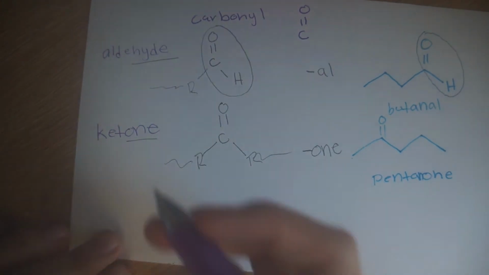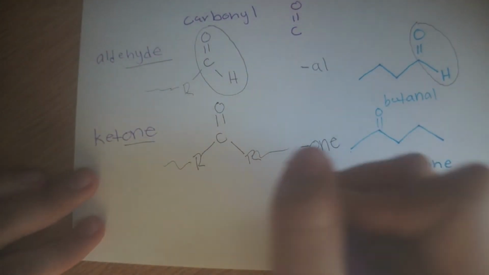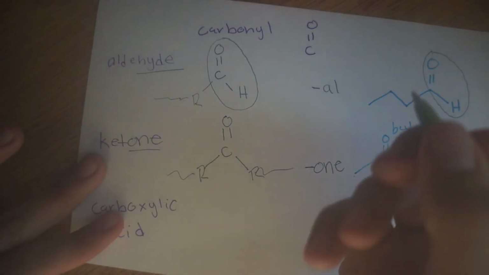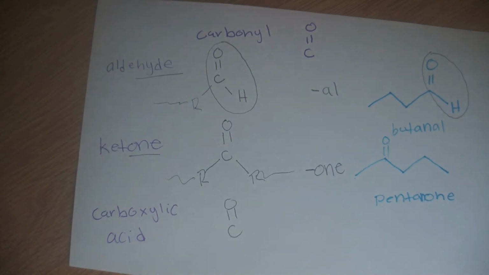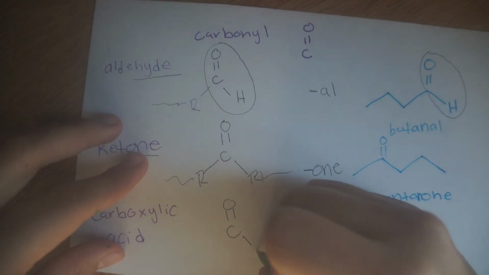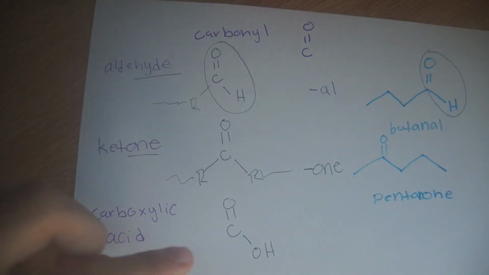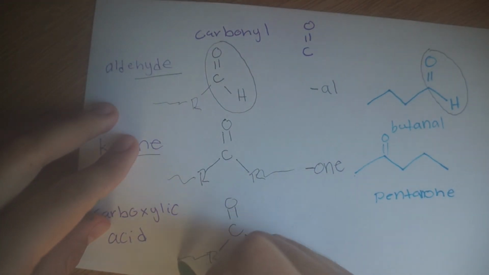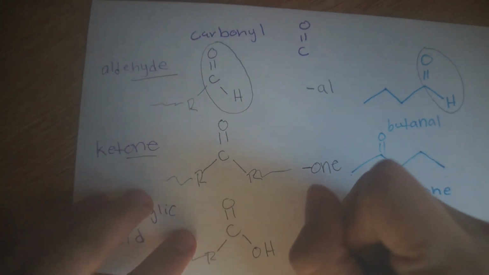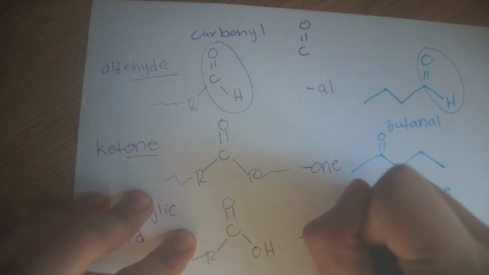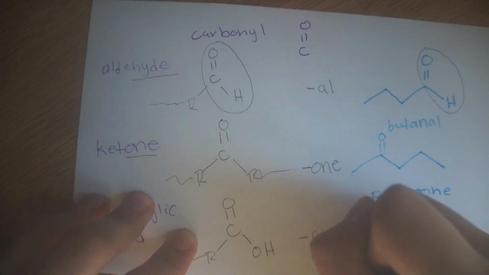And last subcategory I'm going to talk about is carboxylic acid. It has the CO double bond, like all the other ones, since it's in the carbonyl category. The difference between this one is that it is attached to an OH and another carbon, so this could be a whole other molecule. What we would use for this one would be oic acid.